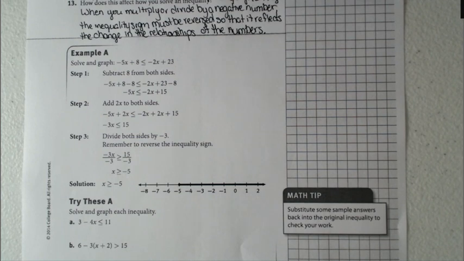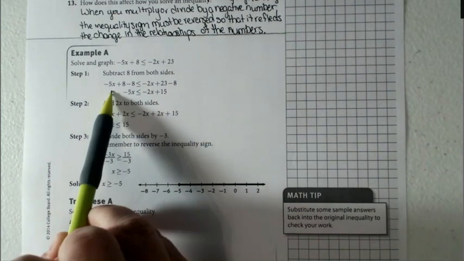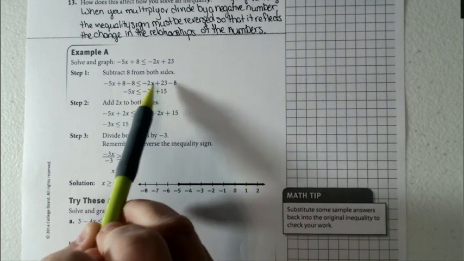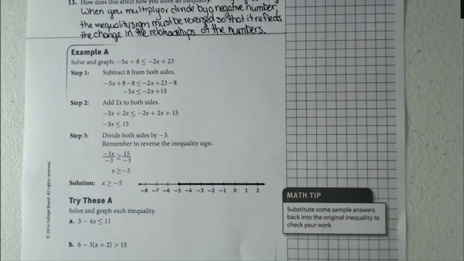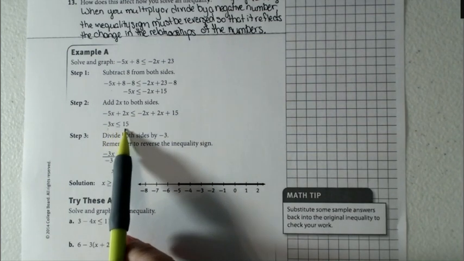It says, solve and graph negative 5x plus 8 less than or equal to negative 2x plus 23. So the first thing they did was they subtracted 8 from both sides. Well, when they did that, they get negative 5x is less than or equal to negative 2x plus 15. They then add 2x to both sides. So they come up with negative 3x is less than or equal to 15.